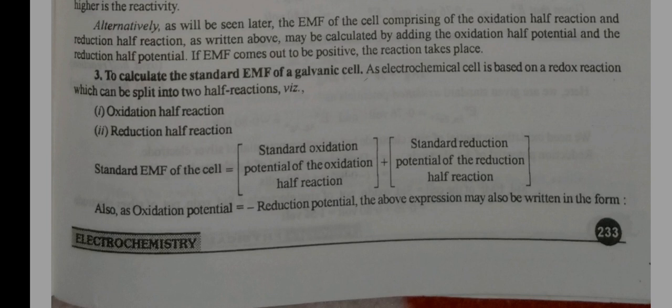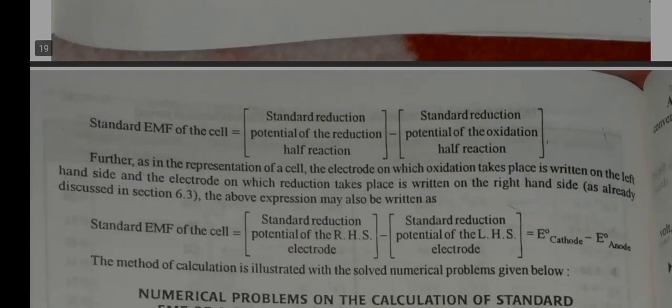The above expression may also be written in the form: standard EMF of the cell is equal to standard reduction potential of the reduction half reaction minus standard reduction potential of the oxidation half reaction. Further, in the representation of a cell, the electrode on which oxidation takes place is written on the left hand side and the electrode on which reduction takes place is written on the right hand side. The above expression may also be written as: standard EMF of the cell is equal to standard reduction potential of the RHS electrode minus standard reduction potential of the LHS, or equal to E naught of cathode minus E naught of anode.